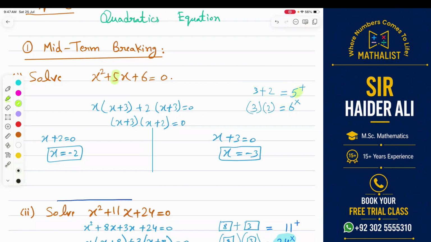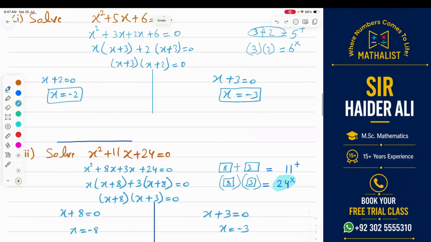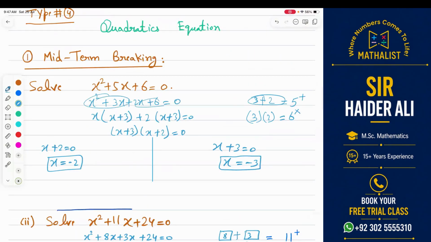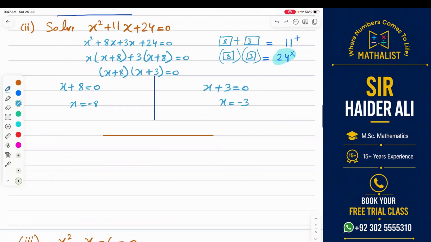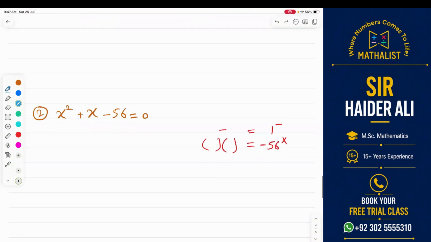Anyway, I write 5 here without the x. So these numbers also have the x when you write it on the workboard. 6 as it is, x square as it is, write x with 3 and 2, and then make two pairs and solve. Other steps are easy. It's like two pairs, x common, two pairs make separate, and you find the x square. Similarly, these questions are different questions that I solved last time.